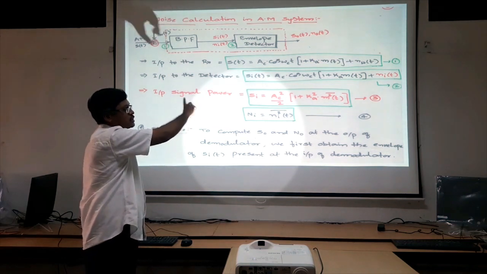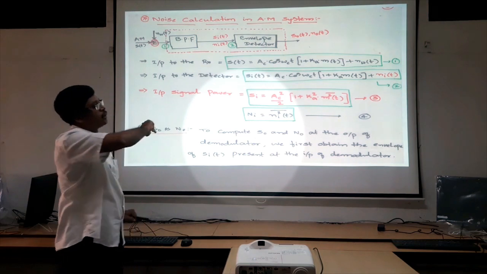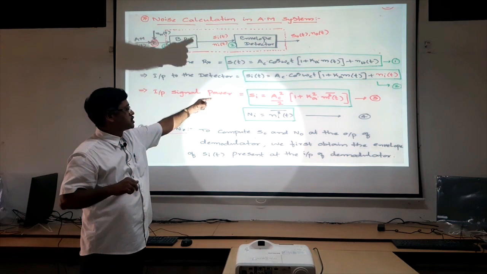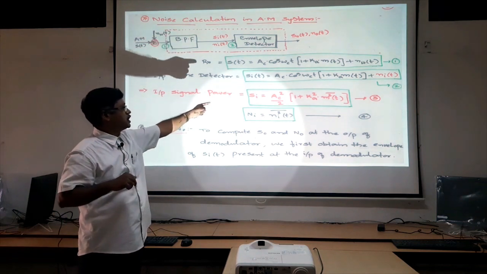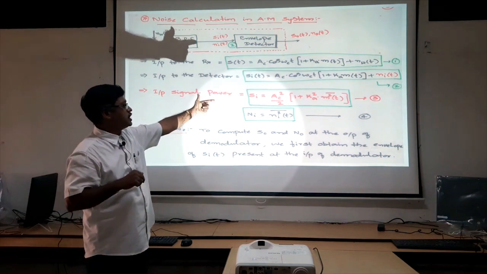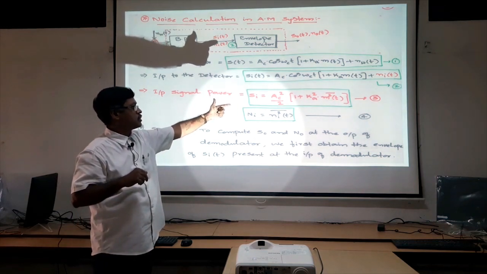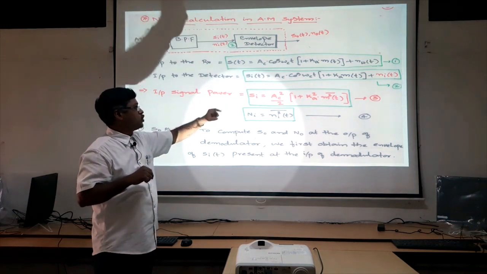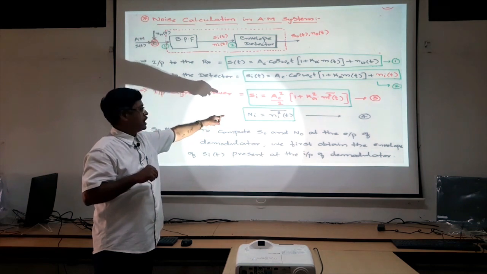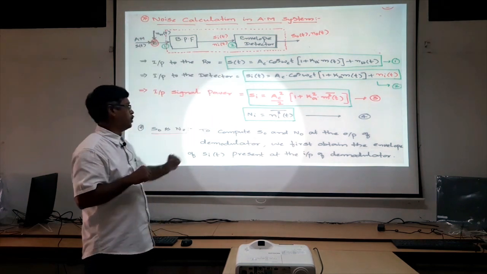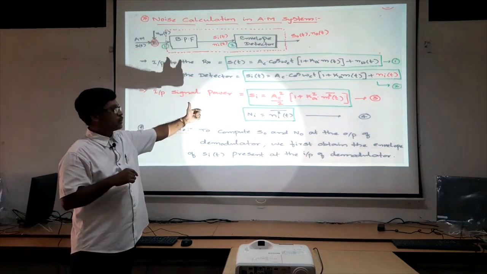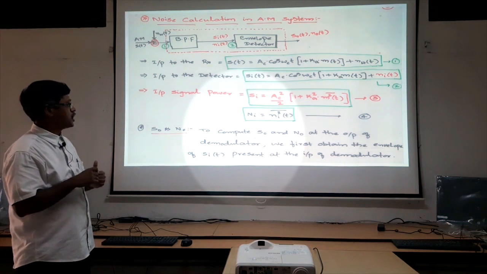The first term is the signal component and the second term is the input noise or band pass noise. From the signal component, try to determine the input signal power S_i, which is nothing but the mean square power. That is defined as Ac square by 2 into 1 plus Ka square m square bar t. From the band pass noise ni of t, the noise power is defined as capital Ni equal to ni square t bar. From the input signal power Si and noise power Ni, try to calculate the input signal to noise ratio Si by Ni.